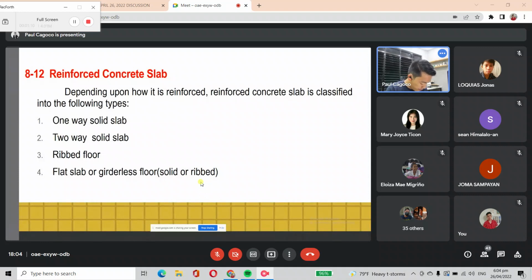Okay, so we're done with the discussion about beams. So we now proceed with the reinforced concrete slab. Depending upon how it is reinforced, concrete slab is classified into the following types. There are four types of slab: the one-way solid slab, the two-way solid slab, the rib floor, and the flat slab or girderless floor. For this evening, we'll only discuss the one-way slab.